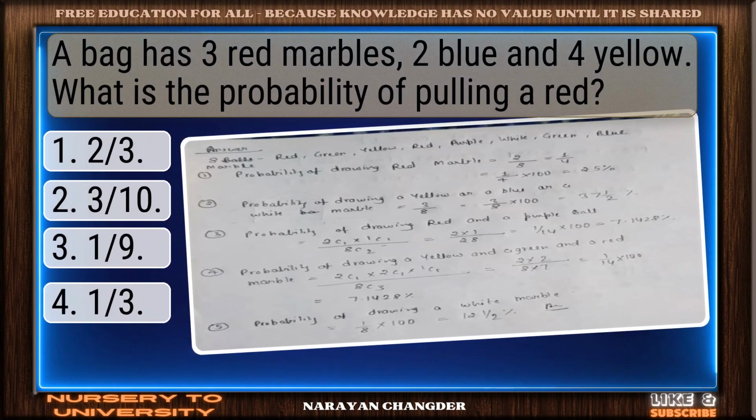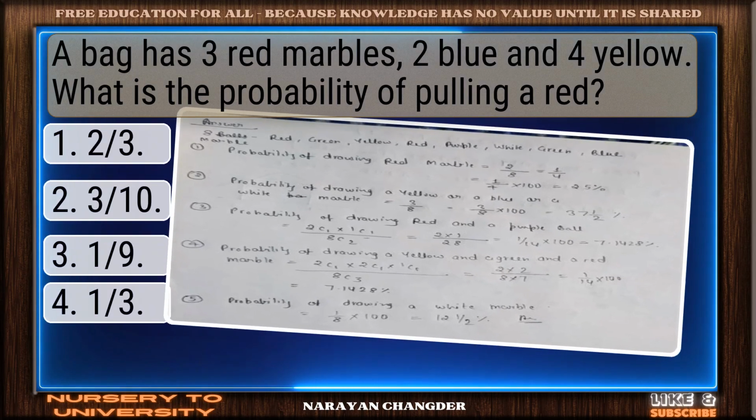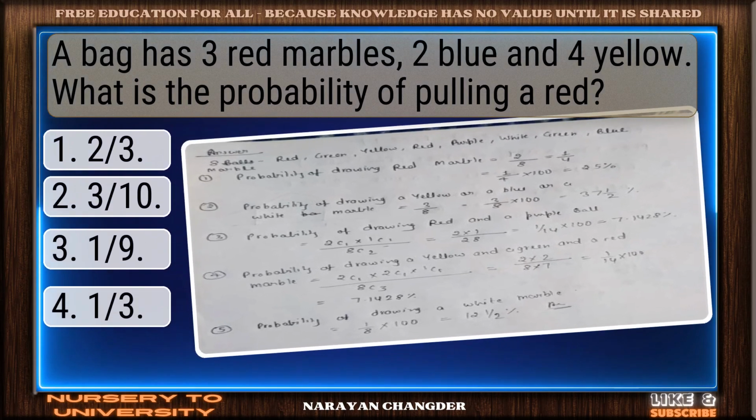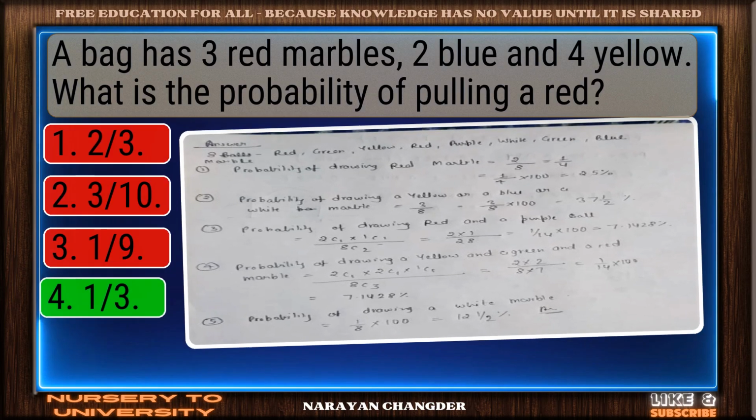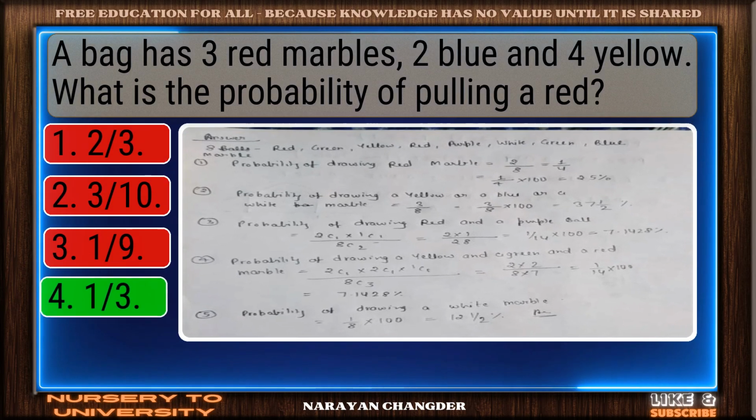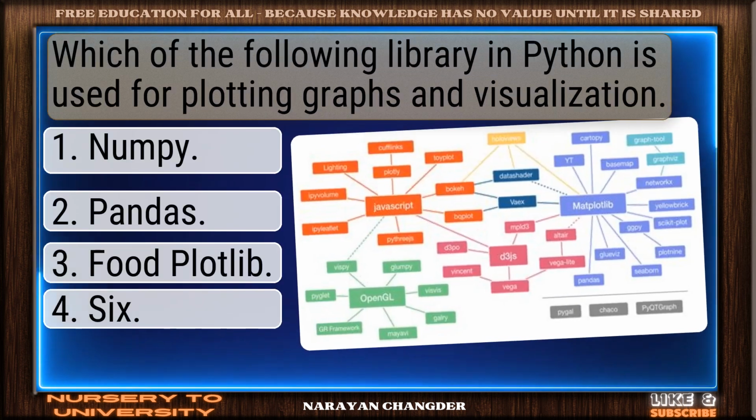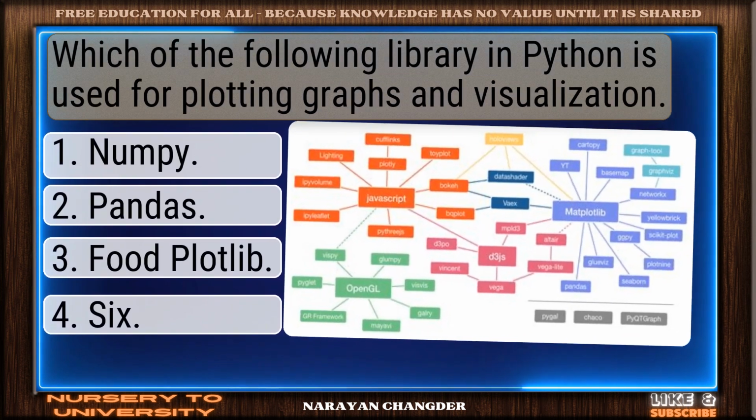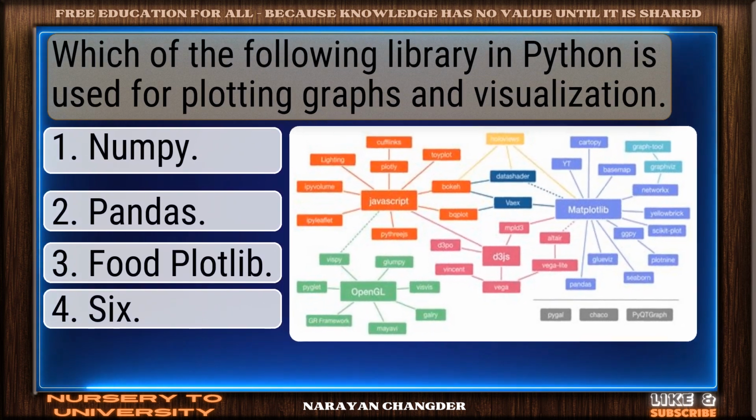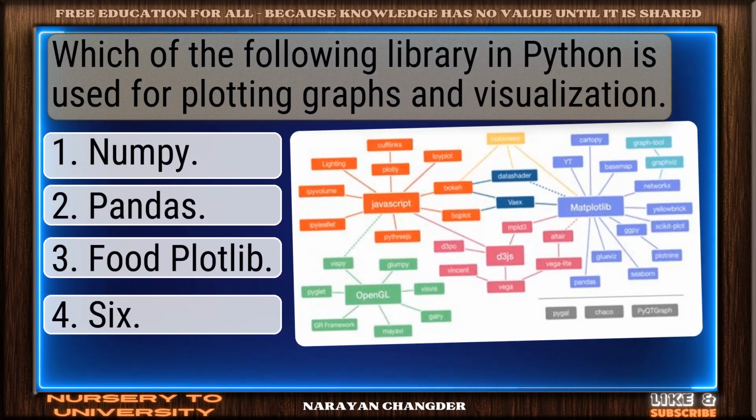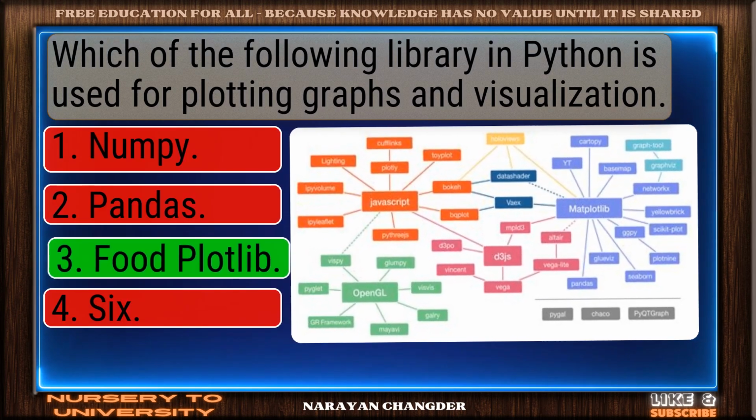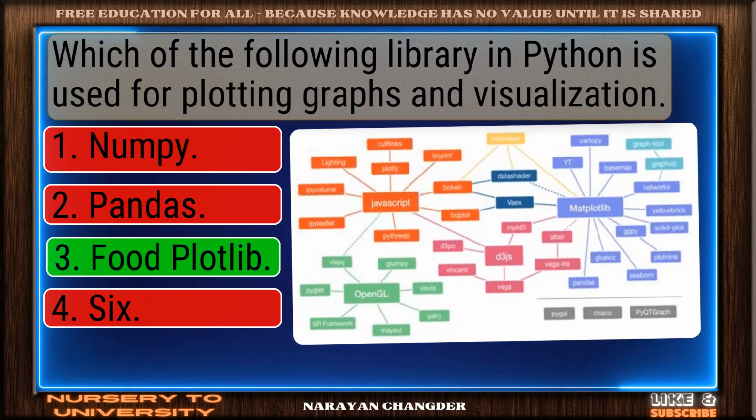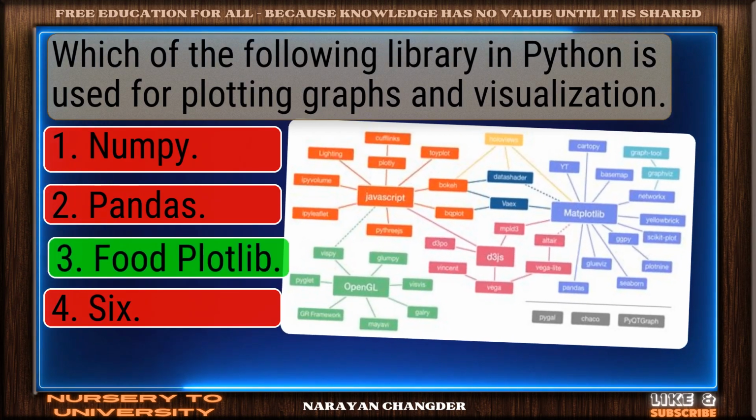Question number 24. A bag has 3 red marbles, 2 blue and 4 yellow. What is the probability of pulling a red? Smart move. 1 to 3 is an accurate answer. Question number 25. Which of the following library in Python is used for plotting graphs and visualization? You're right. Foodplotlib is the correct answer.